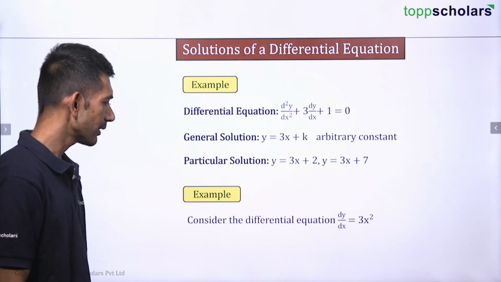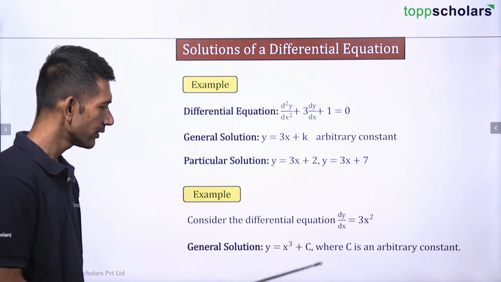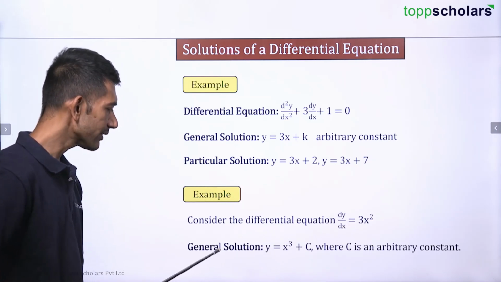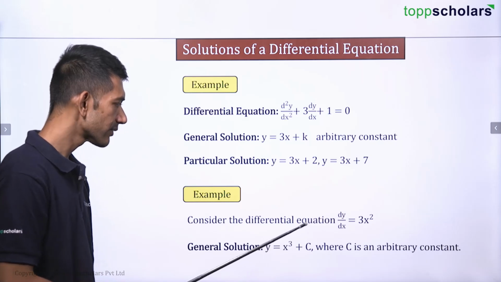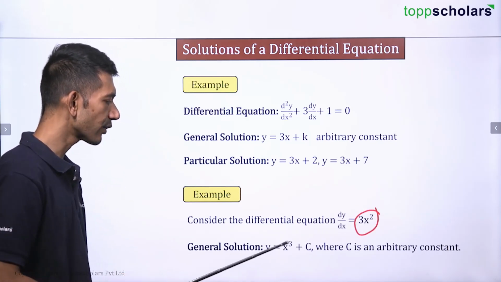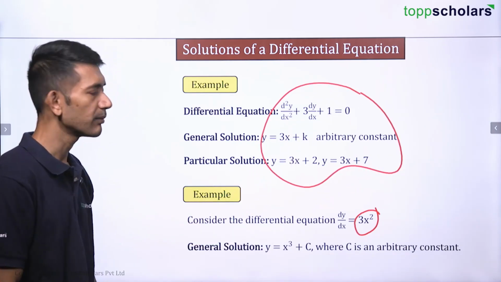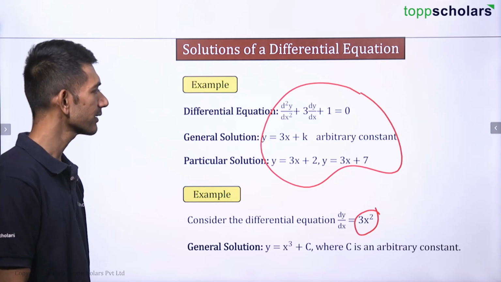Let us see one more example now. Consider the differential equation dy by dx is equal to 3x square. So what is the general solution? The general solution is x cube plus c, because if you integrate this, you are going to get x cube plus c. You will understand these examples better once we solve problems based on them. Okay, let's continue.